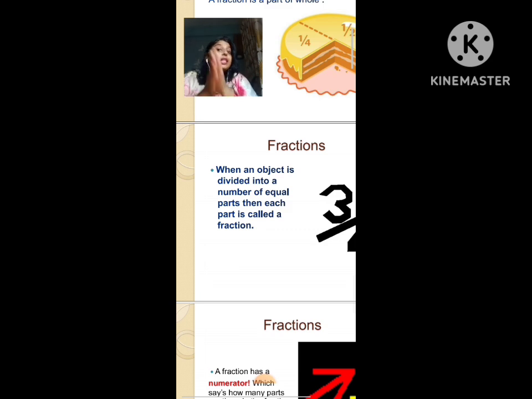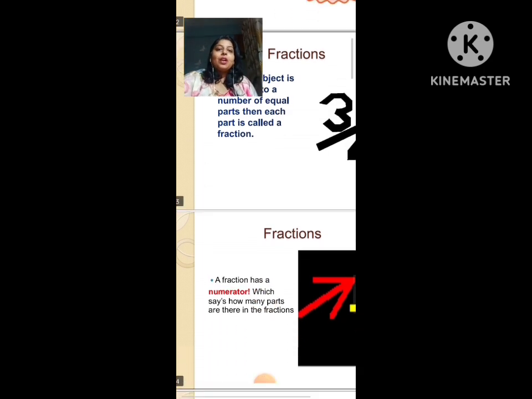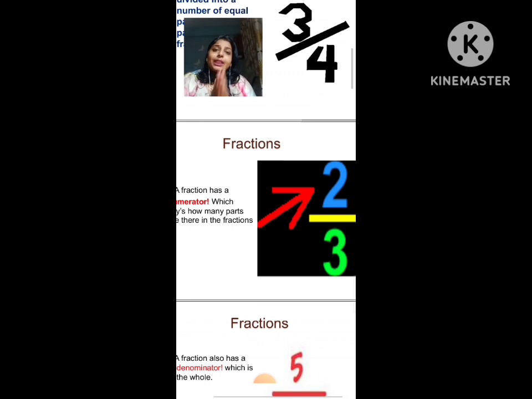So when an object is divided into a number of equal parts, each part is called a fraction. Suppose your mama orders a pizza for you, and she gives this pizza to you and your friend equally. Suppose that pizza has 8 parts. How many parts will both of you get? Yes, both of you will get 4 slices each. So you will get 1 by 2 of that pizza. Understood?